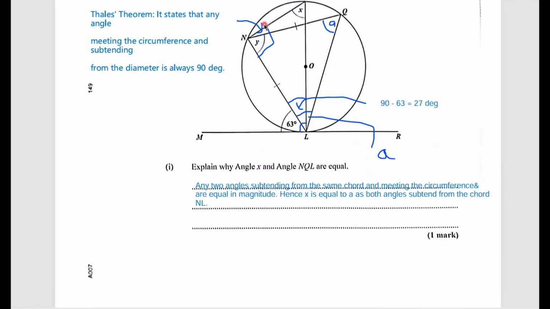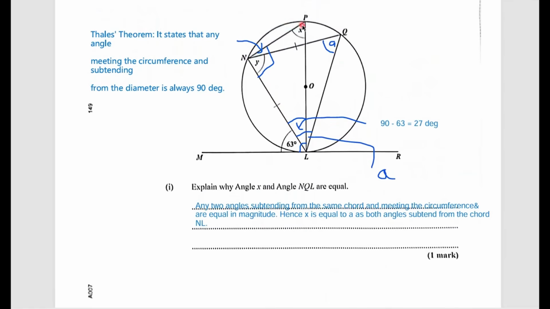That's a bit much to explain, but I'll start off by saying, if we're looking at triangle PNL, this triangle here, this angle is 90 degrees because according to Thales' theorem, any angle meeting the circumference at N here, subtending or coming from the diameter, is always 90 degrees. So this is 90, okay? This angle, though, will be 90 minus 63. How? Because the angle between the diameter and tangent is 90. So this remaining angle will be 90 subtract 63, which is 27 degrees. So 27 plus 90 plus X will give me 180 degrees, because there are 180 degrees in a triangle. Okay?